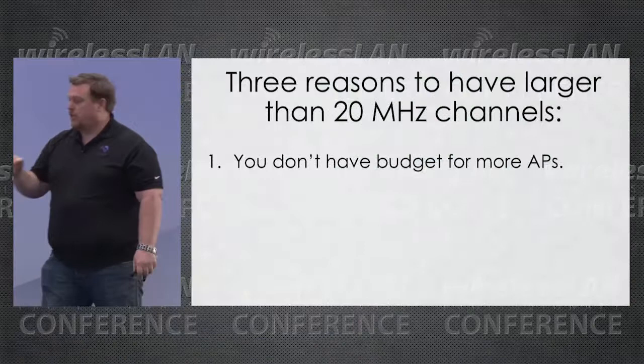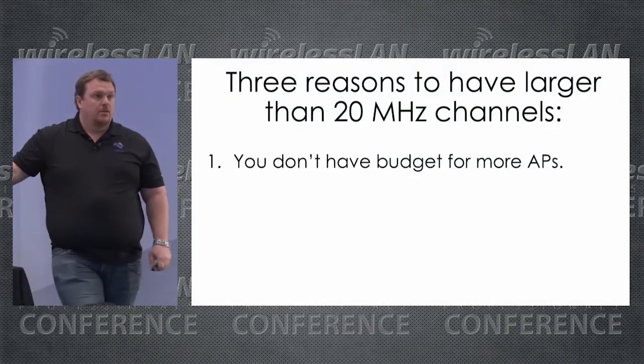So the rule that I started with is a real rule. If you're not sure, start with 20. If you don't have the resources to do what needs to be done, start with 20. There are 3 reasons to have larger channels than 20 megahertz in 5 gigahertz. Number 1, you don't have budget for enough APs.